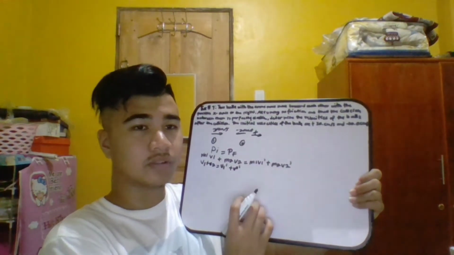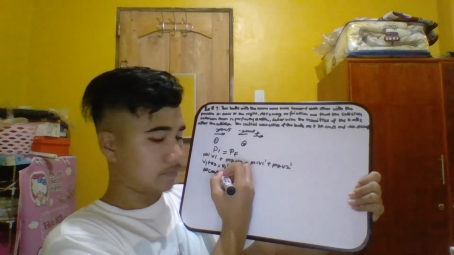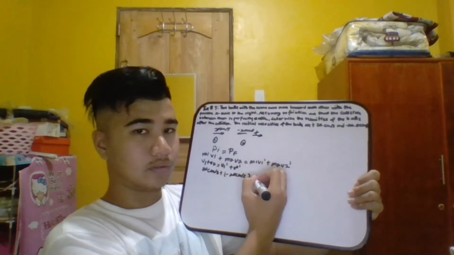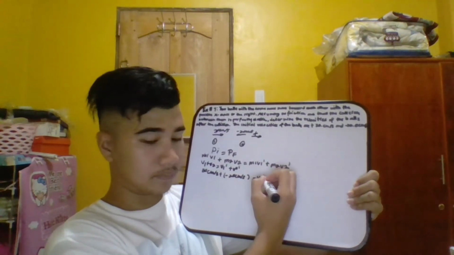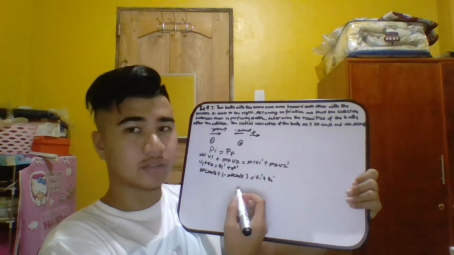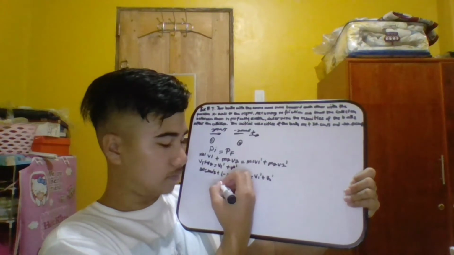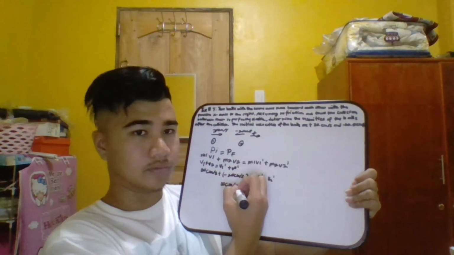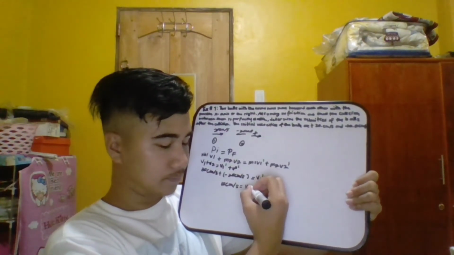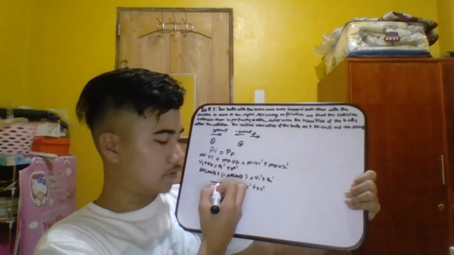Given the initial velocities, we have positive 30 cm per second plus negative 20 cm per second equals v1 prime plus v2 prime. 30 plus negative 20 is equal to positive 10 cm per second, which equals v1 prime plus v2 prime. So this is equation number 1.